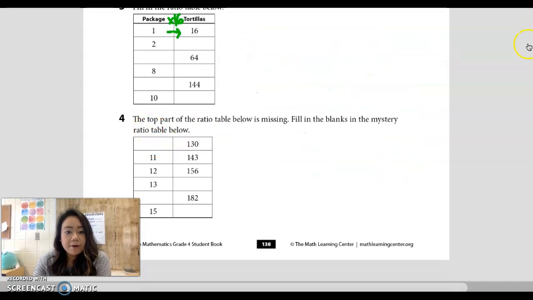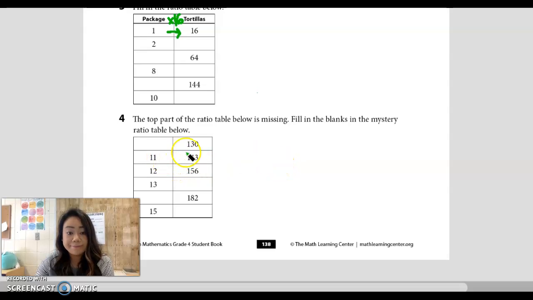Number 4, the top part of the ratio table below is missing. Fill in the blanks in the mystery ratio table below. So up here, you'll notice that one package gives you 16. Usually in a ratio table, that's given to you, except for this one, it's not. So we have to figure out what number could go here. So we're going to use these other numbers as clues for us. So 11 of something gives us 143.